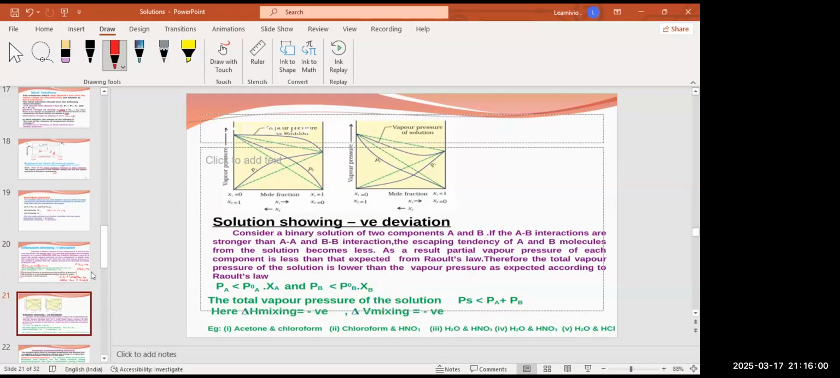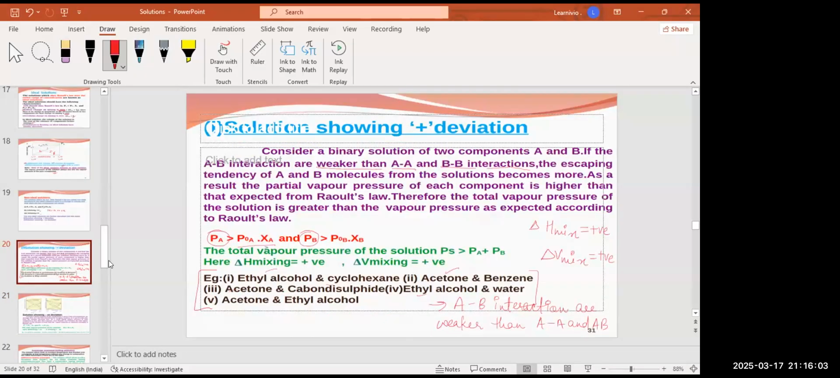Okay, see, just the reverse of this will be your negative deviation, right? For negative deviation, the delta H mix will be negative and delta V mix will be negative. And in this case, the AB interactions are stronger than those between AA and BB interactions. So in positive deviation, what was that? AB interactions are weaker than AA and BB interactions, right? But in the case of negative deviation, AB interactions are always stronger than AA and BB interactions. Just remember that.